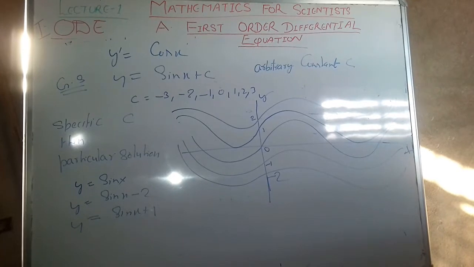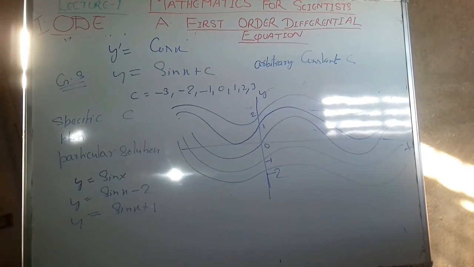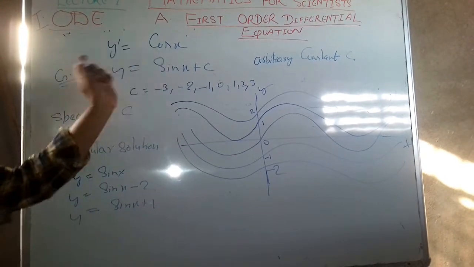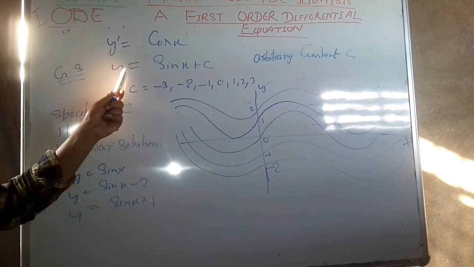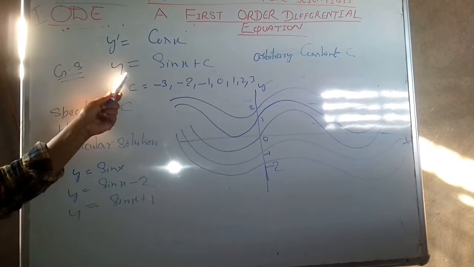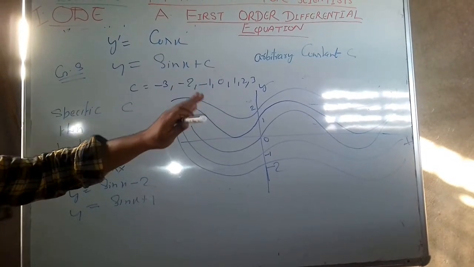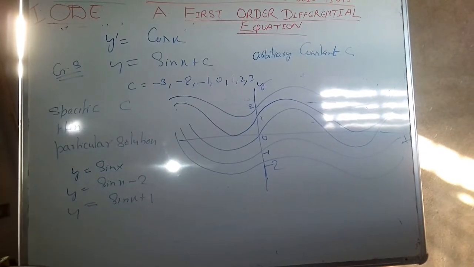A differential equation can have a general solution or a particular solution. Take an example, y dash is equal to cos x. This is the differential equation. Now we will solve this differential equation. So the solution will be y equal to sin x plus c. Here c is any arbitrary constant. It can be minus 3, 2, 1, 0, 1, 2, 3, up to infinity.